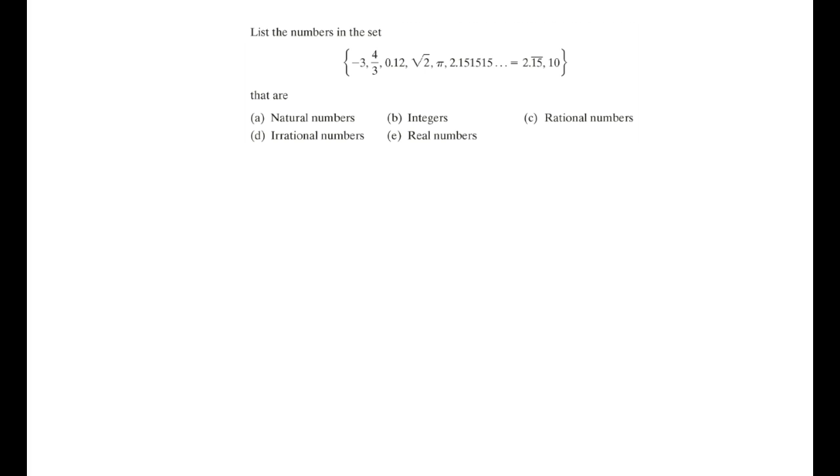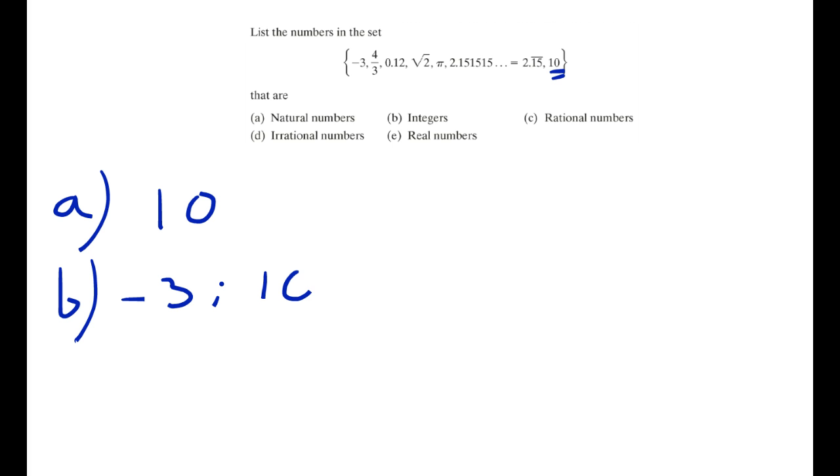So for A, we need to find the natural numbers, and the natural number is only 10. It's only 10 here, so it's going to be 10. For B, integers. Now integers are the whole numbers plus the opposites of the natural numbers. So all negative numbers, 0, plus positive numbers. So we get minus 3 here as an integer. We get 10 as well.